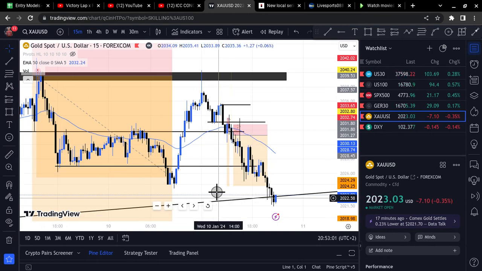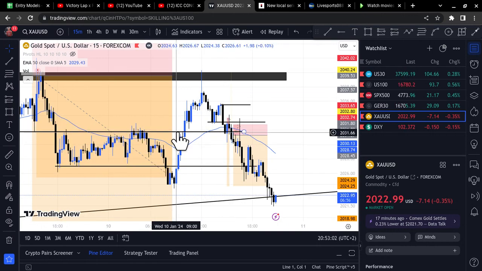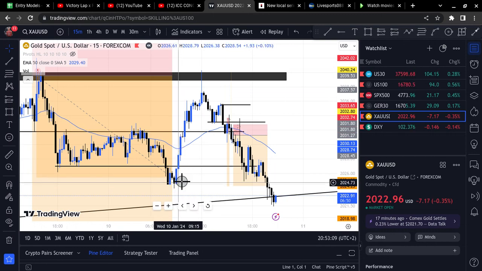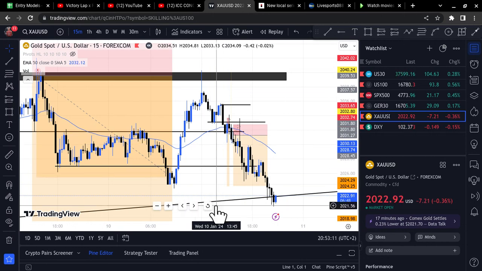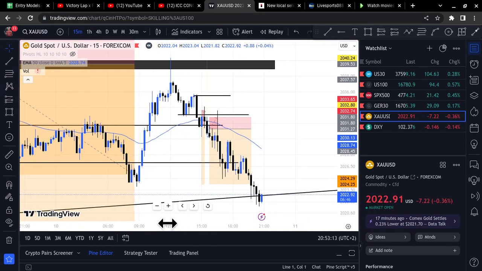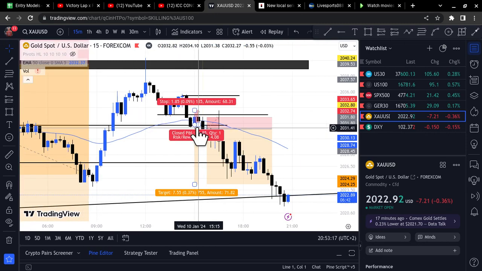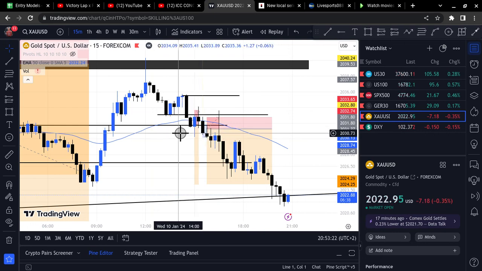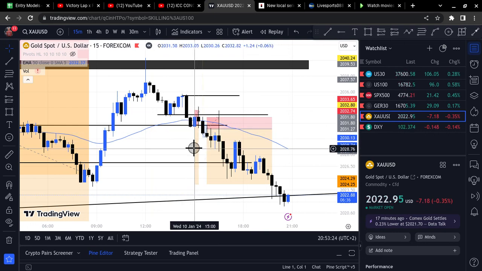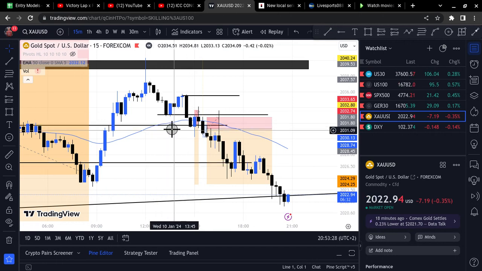So let me just show you guys what I was thinking. I was waiting for a break under this zone here, so we could take a trade towards this zone right here. And that's exactly what happened, right? But I was trading with no stop loss, of course, and then I was getting a lot of consolidation. Price seemed very indecisive about where it wanted to go.